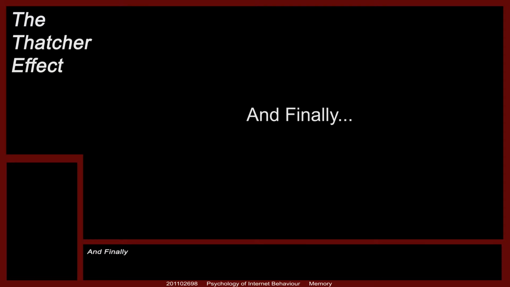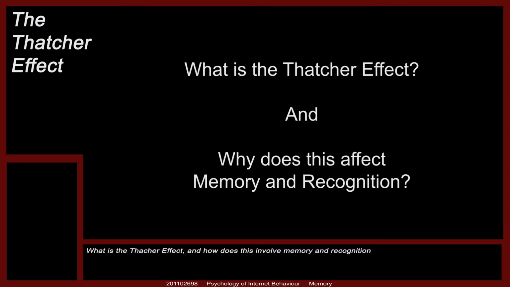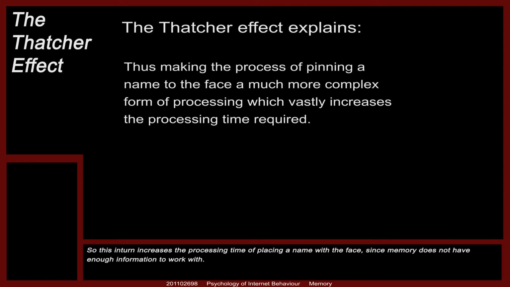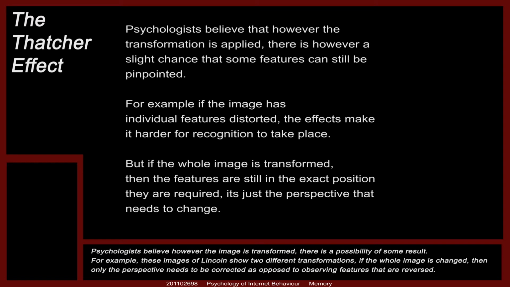And finally, what is the Thatcher effect and how does this involve memory and recognition? The effect explains that distortion amongst faces we're observing reduces the amount of reference points available, so this in turn increases processing time of placing the name with the face, since memory does not have enough information to work with.